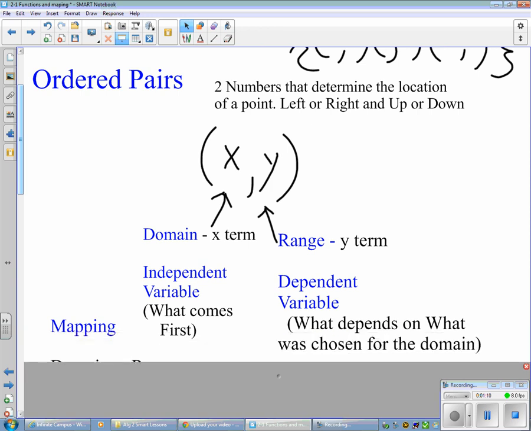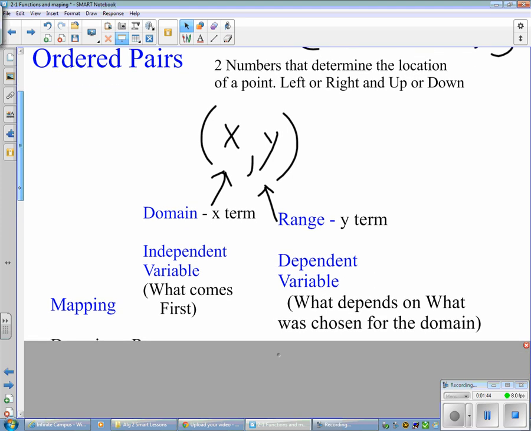The domain is often the place where the independent variable goes. Now, independent variable is what comes first. So oftentimes, this is going to be time. Time is going to tick away no matter what. It's completely independent of what else is happening. The y, on the other hand, is what do we do with that time? That's what depends on how much time has gone by, what depends on what's chosen for the domain. So the y is what happens after that. Dependent, it depends on it.